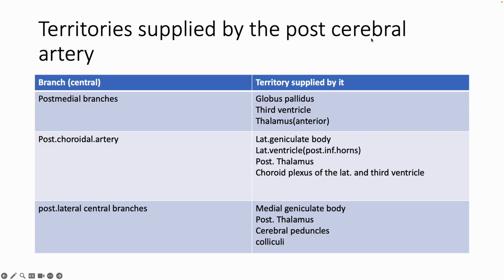Territory supplied by the posterior cerebral artery, عندنا branch وعندنا territory. Posteromedial branches, we have the globus pallidus, third ventricle, thalamus. Posterior choroidal artery, the lateral geniculate body, lateral ventricle, posterior thalamus, choroid plexus, and the third ventricle. Posterolateral central branches, we have the medial geniculate body, the posterior thalamus, the cerebral peduncles, and colliculi.